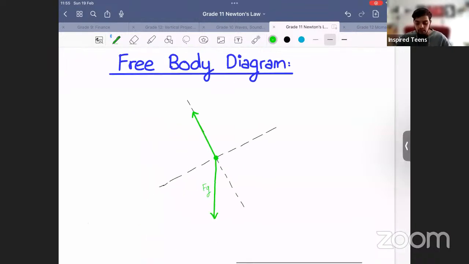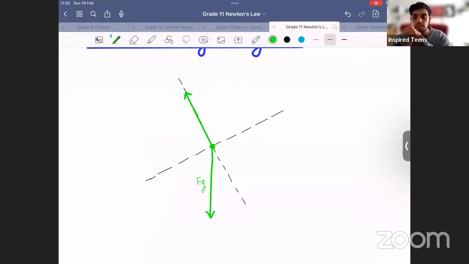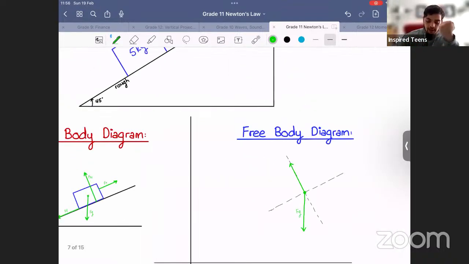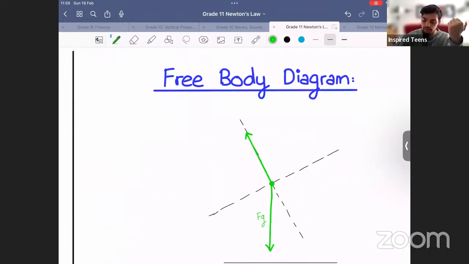Why are we drawing the broken lines? The reason we're drawing the broken lines is to represent our vertical and our horizontal axis. The first reason that's important is to show the accuracy of the direction of our vectors.